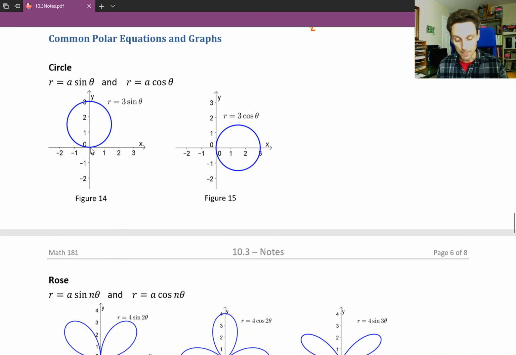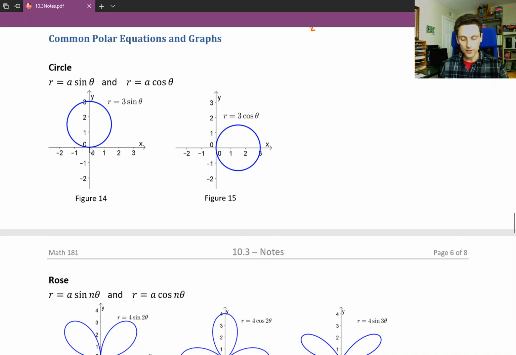One is that you go around the whole circle when theta goes from 0 to pi. So if you allow theta to run from 0 to 2 pi, it turns out you go around the circle twice. Once for positive r values, and then once for negative r values. And then one more thing I'll mention is that the circle goes through the origin at some point.